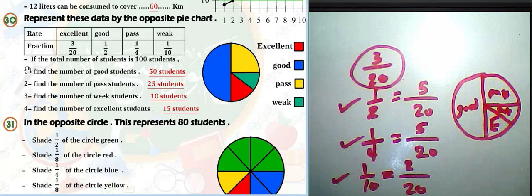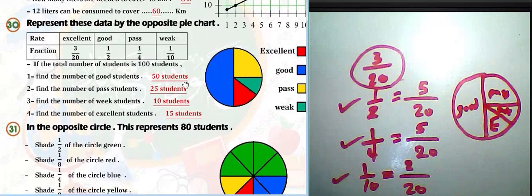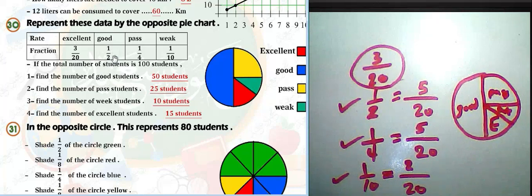the least common multiple. Okay, find the number of good students. Good here, about the total number, where there is the data by chart. We have the total of 100 students here, right? Look here, the total number of students is 100. To find the number of good students, you must multiply the fraction for good, a half, by the total. Half of the total, good, will be 50 students, because half of 100 equals 50.